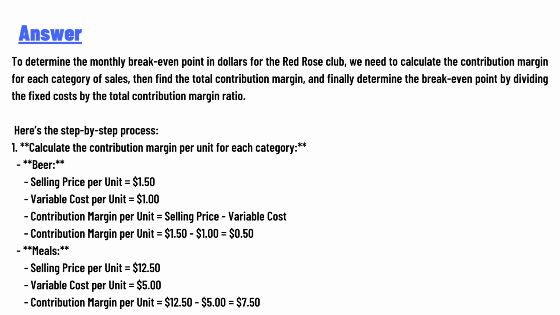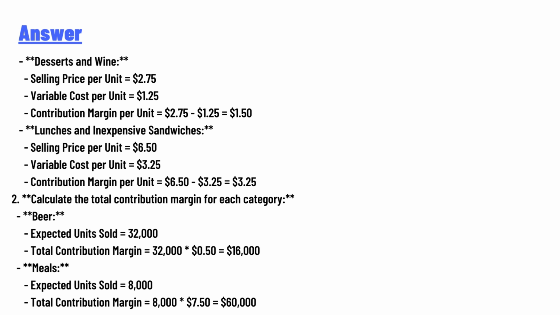Beer: selling price per unit $1.50, variable cost per unit $1, contribution margin per unit is selling price minus variable cost, that is 1.50 minus $1, which is 0.50. Meal: selling price per unit $12.50, variable cost per unit $5, contribution margin per unit 12.50 minus 5.00 is equal to 7.50. Dessert and wine: selling price per unit 2.75, variable cost per unit 1.25, contribution margin per unit is 2.75 minus 1.25, which is 1.50. Lunches and inexpensive sandwiches: selling price per unit 6.50, variable cost per unit 3.25, contribution margin per unit 6.50 minus 3.25 is 3.25.